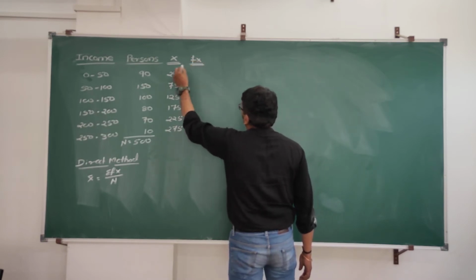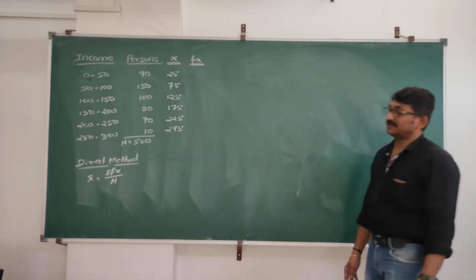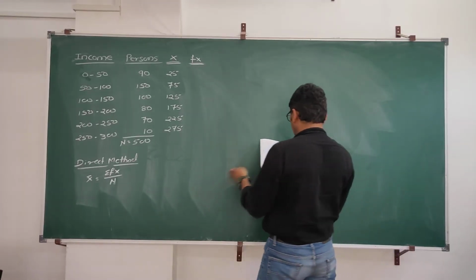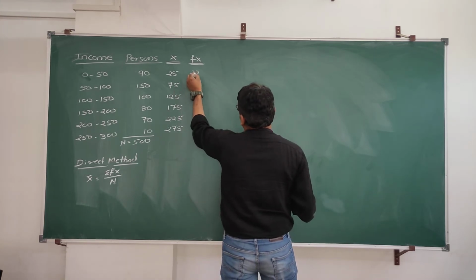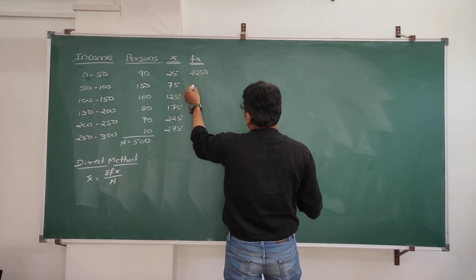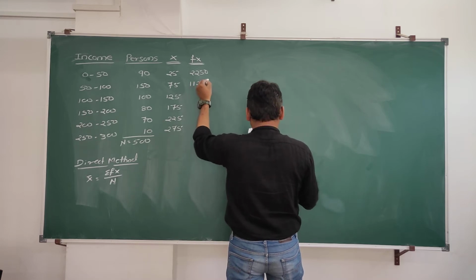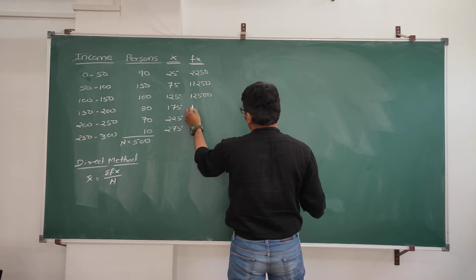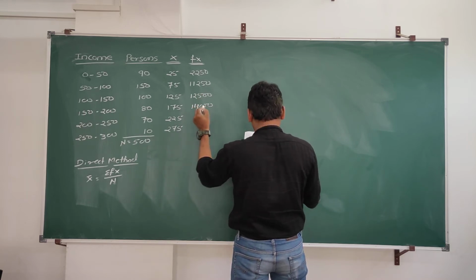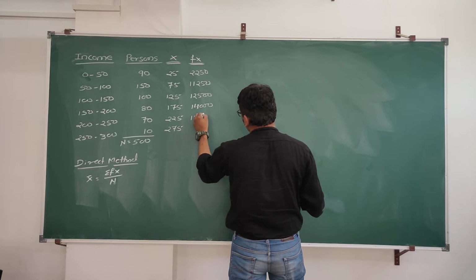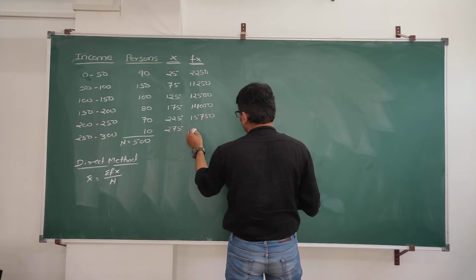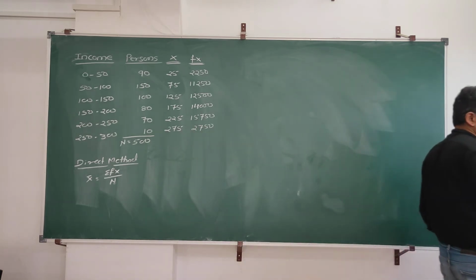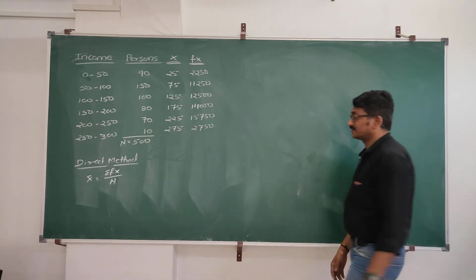Now we will go for fx. Calculate fx and tell me. I have the solution. I'll write here the values: 2250, 11,250, 12,500, 14,000, 15,750, and the last one is 2,750. These are your fx values.